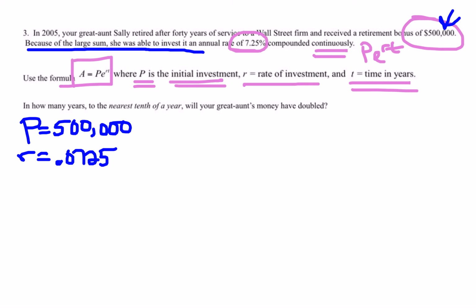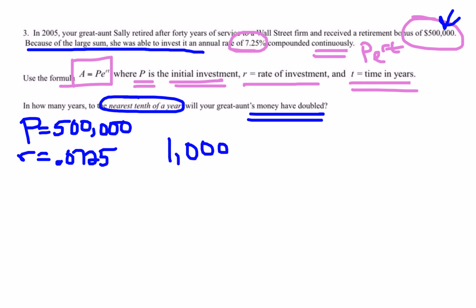And what I want to know is how long it's going to take, to the nearest tenth of a year, for my great aunt's money to double. And that means that my amount is going to become $1 million.